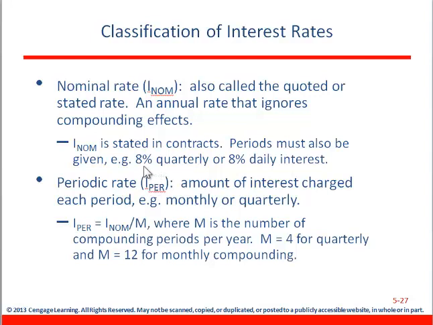In the earlier statement, we had 8% per quarter. The I per in that case, we'd put in 8% for the I nom. The M would be 4 because there's 4 quarters per year. That'd give us an I per of 2%, 8% divided by 4. What if we had 8% monthly? That would be 8% as the I nom, 12 as the M. This would give us 0.67% as the I per. Again, this is useful for calculations with your calculator.